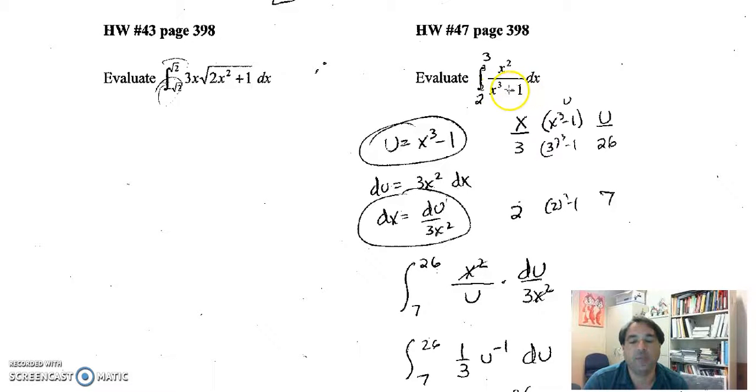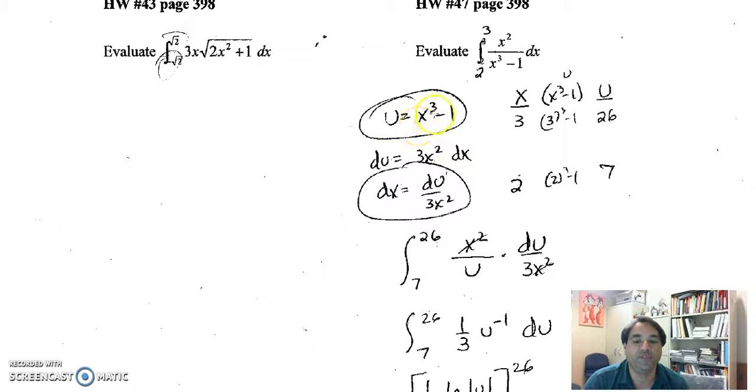So the entire denominator becomes u. And the derivative of u would be 3x squared, which will hopefully help with that x squared here. So we have u equals x cubed minus 1. The derivative of u with respect to x would equal 3x squared. So du equals 3x squared times dx. To get rid of times 3x squared, divide by 3x squared. At the end, dx equals du over 3x squared.